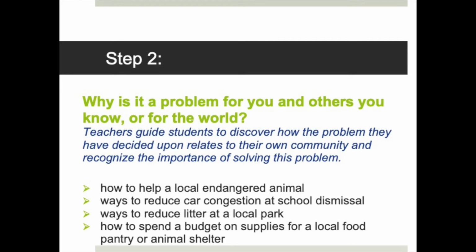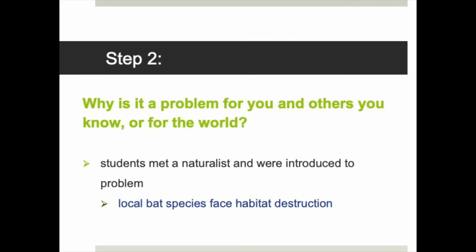The possibilities are endless. After student interest has been established, how did the teachers in "At Home with Bats" solidify the problem and relate it to the students' community? After identifying bats as the animal of interest, the teachers focused the instruction on a local bat species. Then, an expert was invited to speak to students to increase student engagement and to introduce a problem facing the local bat populations: habitat destruction.